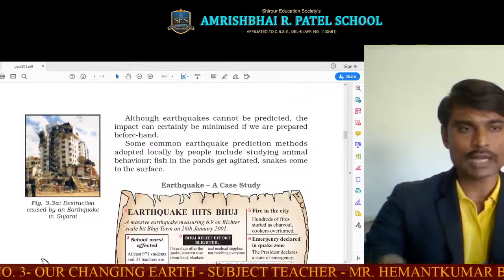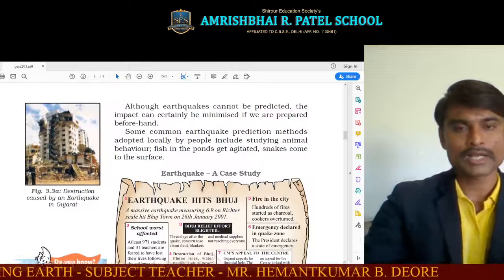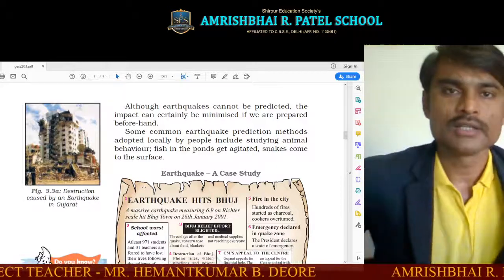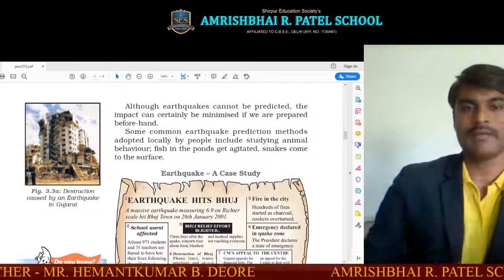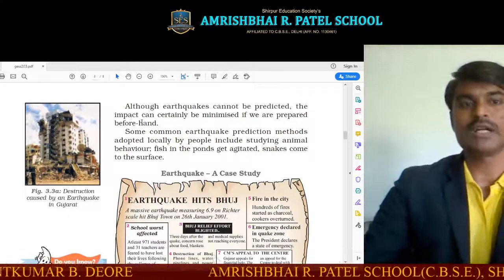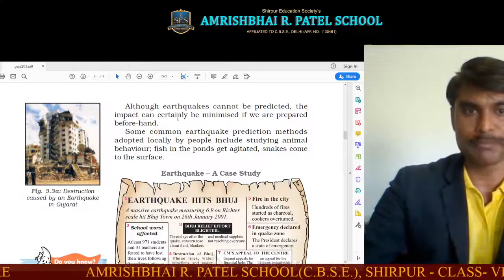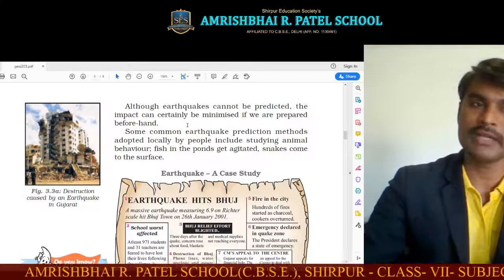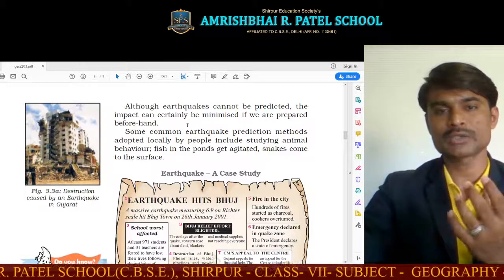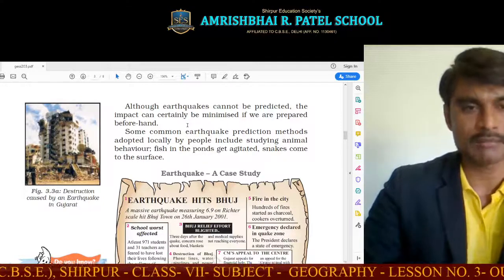So this is what we have known about the endogenic forces, volcanic eruption and earthquake. As we know, earthquakes are not always coming in a predictable manner. We cannot predict them. Although earthquakes cannot be predicted, their impact can certainly be minimized if you are prepared beforehand. The impacts can also be brought to lower destruction. How can it be possible?